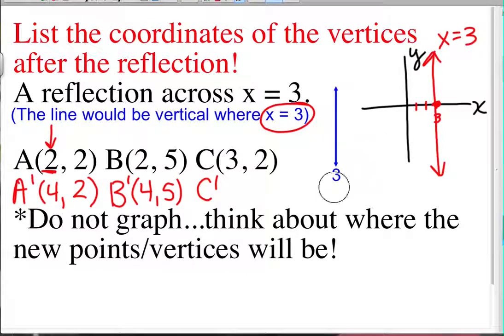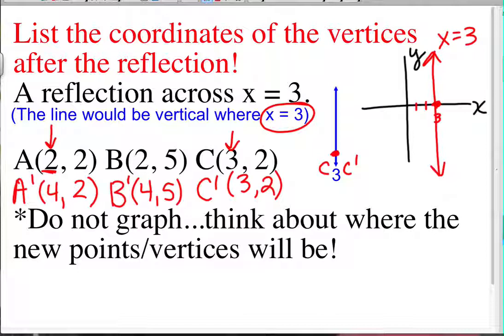Let's think about C. C is located where x is 3. Wait a minute. X is 3? Isn't that the line we drew where x is 3? Yes, it is. That means it would be on the line. That would be C. How do you reflect something across the line when it's already on the line? Well, even if you were to pick it up and flip it over, it would land on the line again. So it would not change.